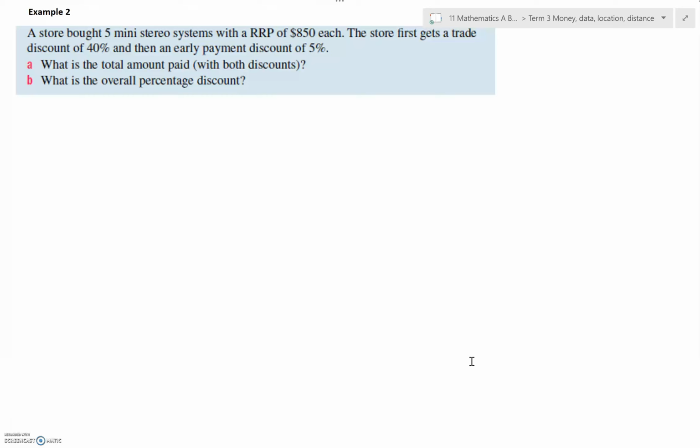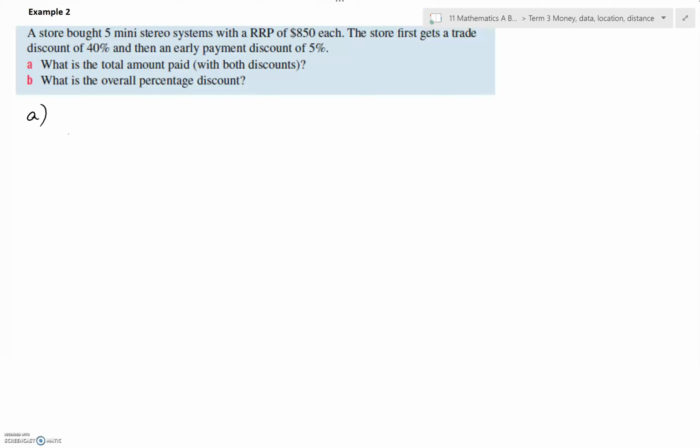A, what is the total amount paid with both discounts? And B, what is the overall percentage discount? So you cannot just add those two discounts together and try and take 45% of the total amount that we start with, because each one of those percentages is going to be operating on different starting values. So we need to do the discounts one after the other.